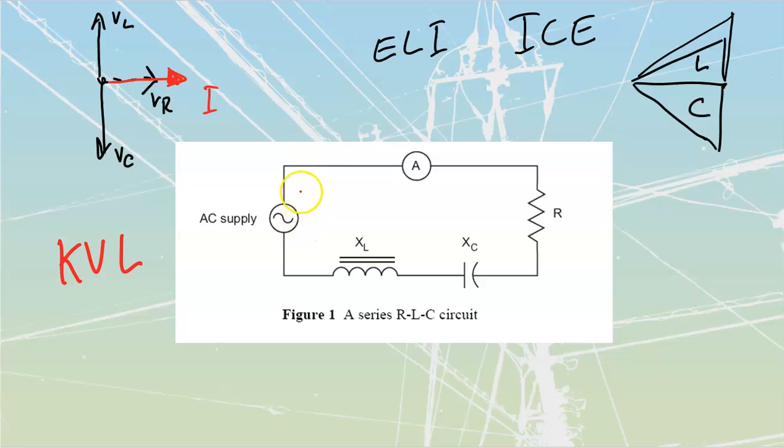I'm going to have VS, I'm going to have VR, I'm going to have VC, and I'm going to have VL. Those are going to be my voltage drops, these three. That's going to be my source voltage, and they're all going to add up to the same. Now, if I'm going to add them, I have to add them vectorially.